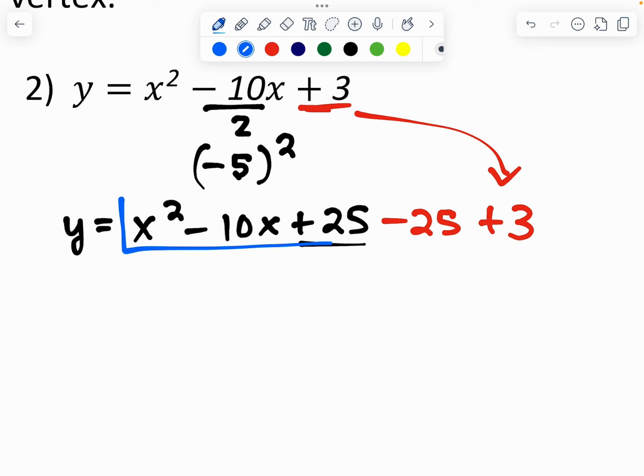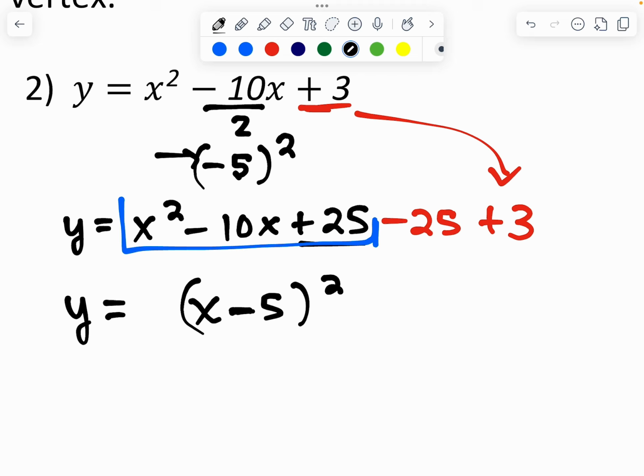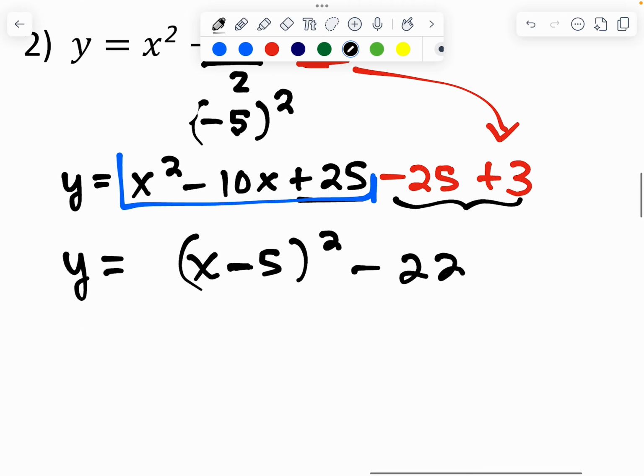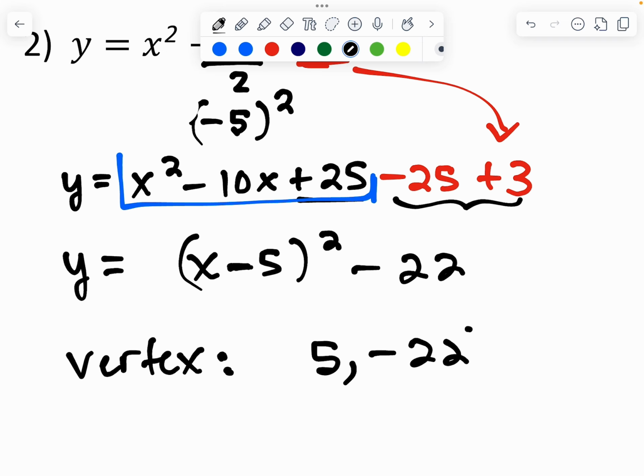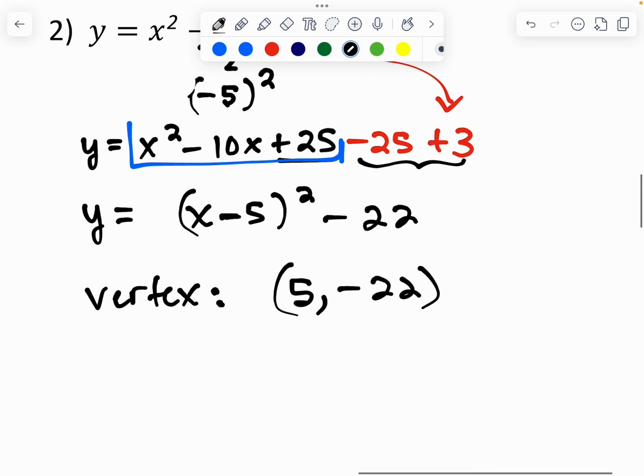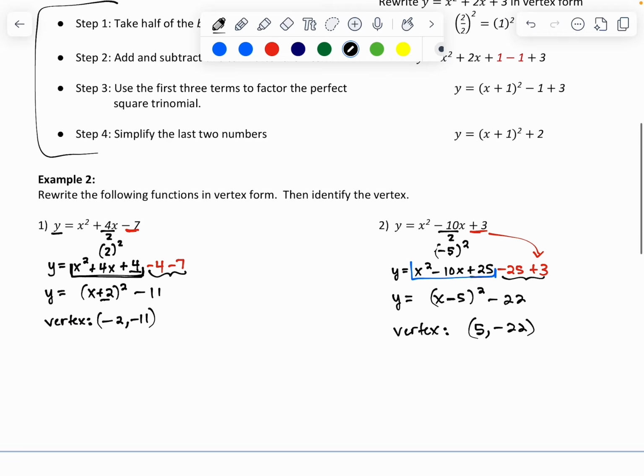Complete the square. Okay, so once we completed the square, now we're going to factor the perfect square trinomial. We get y equals x minus 5 quantity squared. Remember, the minus comes from this right here, that minus. Okay, so that's where that comes from. And then add these two together, minus 22. I have vertex form, and the vertex is 5, -22. So the opposite in the parentheses, so it's 5, and then -22. Okay? All right.